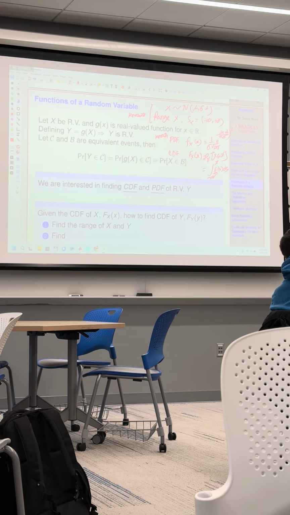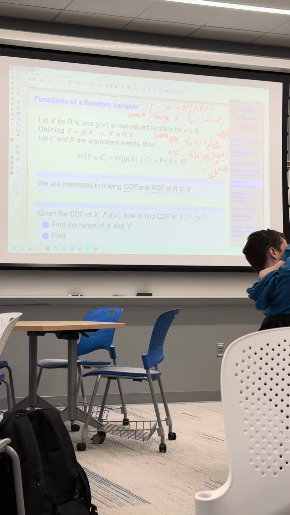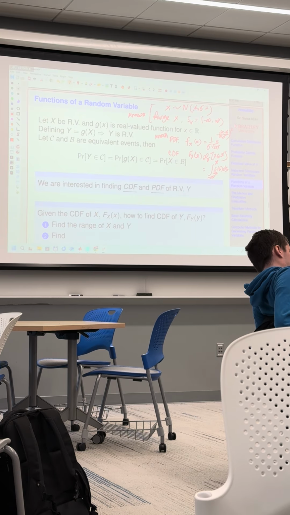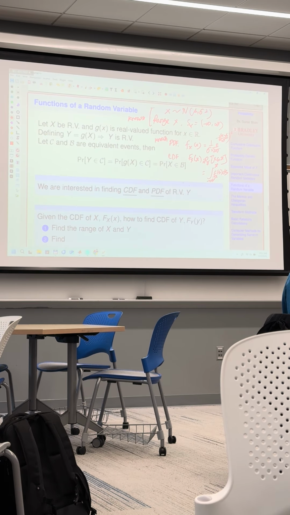So these quantities are known. We know the random variable, we know the distribution of the random variable, we know its range, we know its PDF, and we know its CDF. And also we know the function of this random variable, which is g of x. This is known.